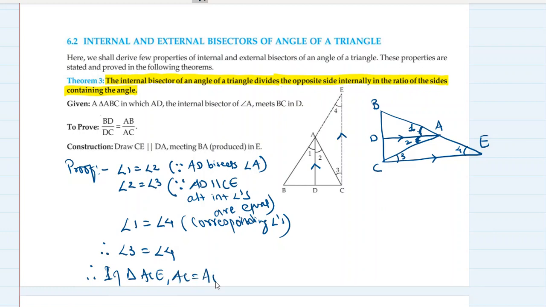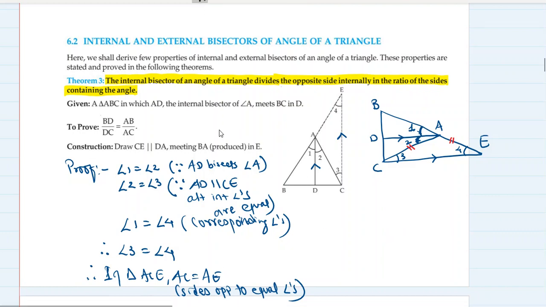AC is equal to AE. Why is AC equal to AE? AC and AE are equal because angle 3 and angle 4 are equal. Sides opposite to equal angles are equal. Right? So since sides opposite to equal angles are equal, therefore AC is equal to AE in triangle ACE. So can I mark AC is equal to AE over here? Yes, definitely AC is equal to AE.